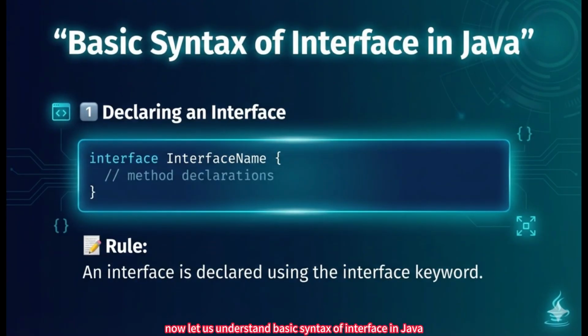Now let us understand basic syntax of interface in Java. So first we write the interface keyword. After that we give the name of the interface. Inside the curly brackets we declare only method declarations. That means, in an interface, we do not write method body. We only declare methods. The actual body will be given by the implementing class.